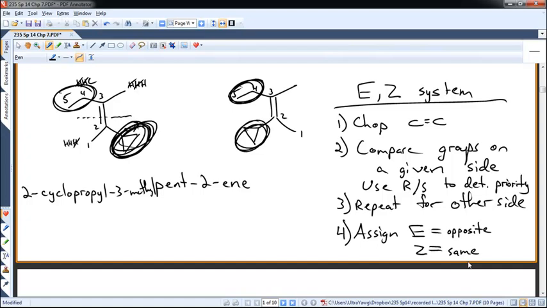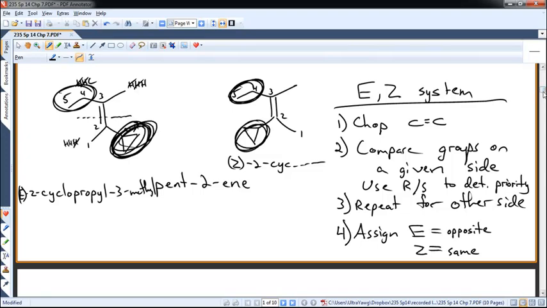that means it is the Z version, which means they're on the same side. Right? So technically, this molecule on the left would be, I'm out of space, of course, E-2-cyclopropyl-3-methylpent-2-ene, with the E in parentheses, and this one would be Z-2-cyclopropyl-3-methylpent-2-ene. Okay.